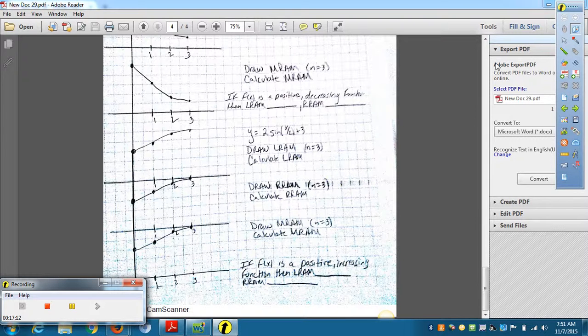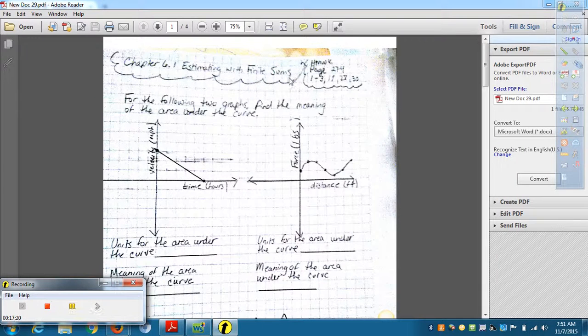Homework, by the way, is, let me find it for you. The homework assignment is page 274, 1 through 3, 19, 28, and 30.